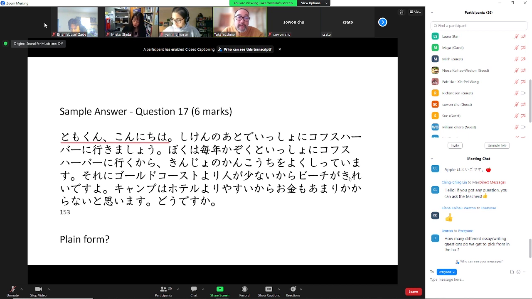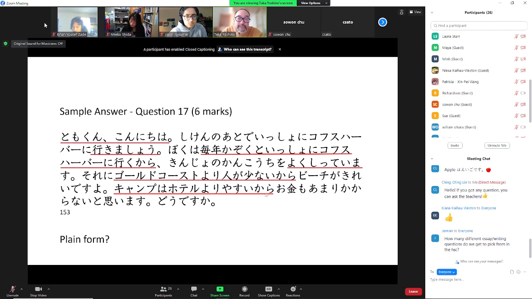Okay. Of course, it starts from the greeting. Ikimashou, you're suggesting. And the place, if you go with your friend, with your family every year, Kokusahaba, and some reasons. I know the place very well, and there are fewer people than Gold Coast, are the 2 reasons. Okay, sorry, one more: camping is cheaper than a hotel is another reason.